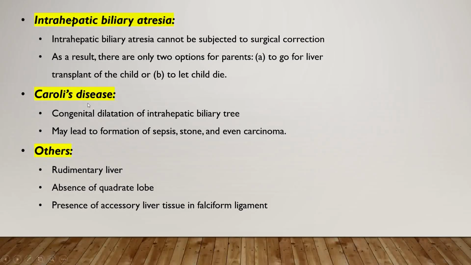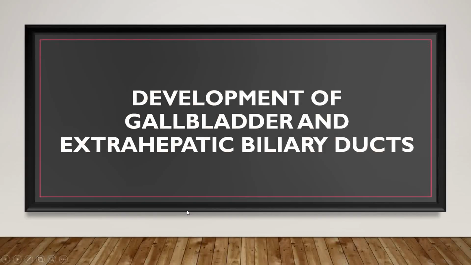Then there is Caroli disease. It is congenital dilatation of the intrahepatic biliary tree, which may lead to formation of sepsis, stones and even carcinoma. Other anomalies can be rudimentary liver, absence of the quadrate lobe, and presence of accessory liver tissue in the falciform ligament.